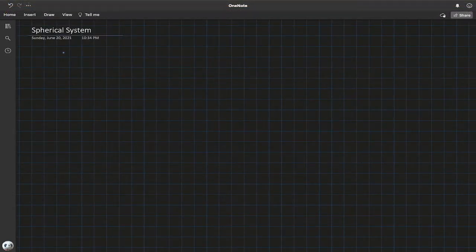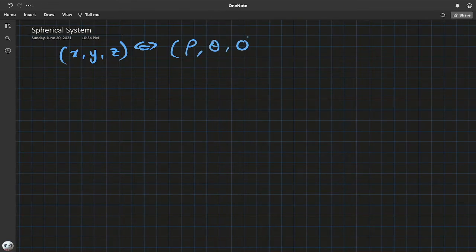So the next coordinate system, which is really useful, is the spherical system, in which case, instead of having free variables x, y, z, you now have free variables rho, theta, and phi. And again, maintain this order because this is the right-handed way.